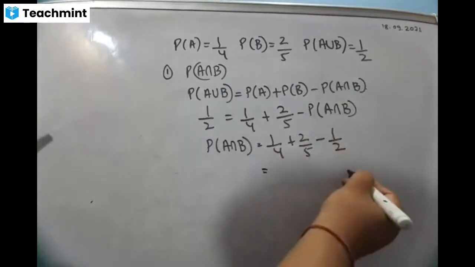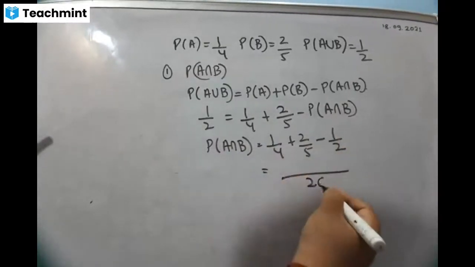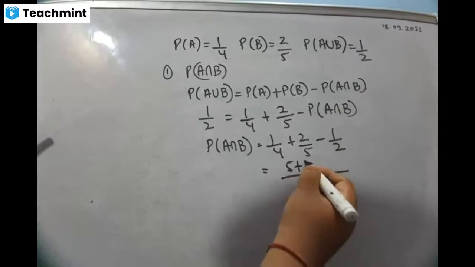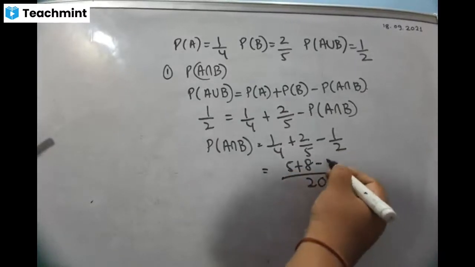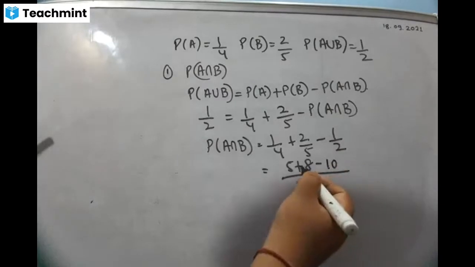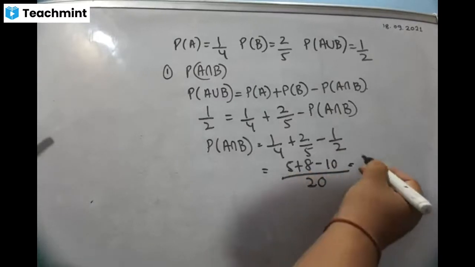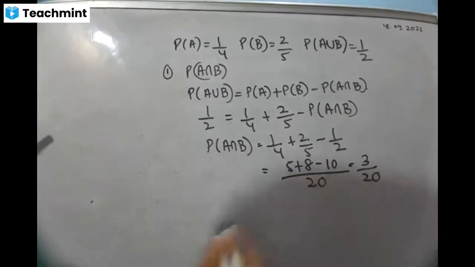What is that? LCM, please. 4 5s are 20, 4 5s are 20. 5 4s are 20, so 4 2s are 8, minus 2, 10 times. So 8 plus 5 is 13. 13 minus 10 is 3. So 3 by 20 is the first answer. So probability of A intersection B is 3 by 20.